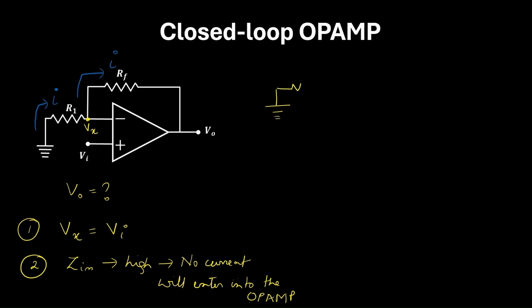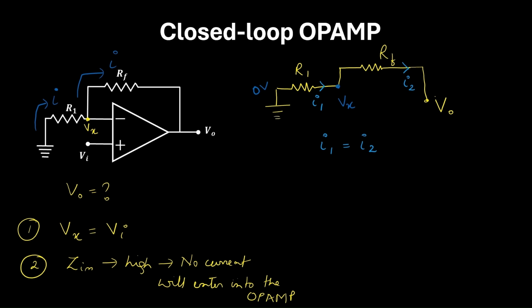You have R1 here, then RF here, and this is connected to V0. So here at this point the voltage is Vx and here it is 0 volt. So if I consider the current through R1 is I1 and the current through RF is I2, then we can write I1 is equal to I2.